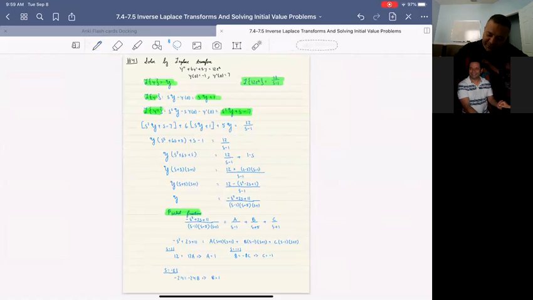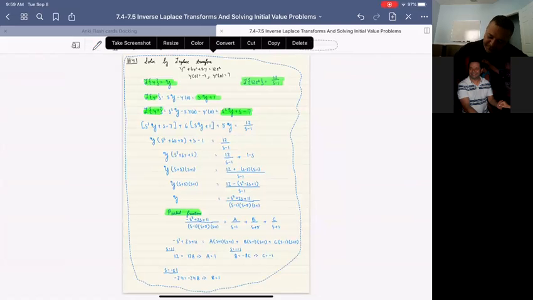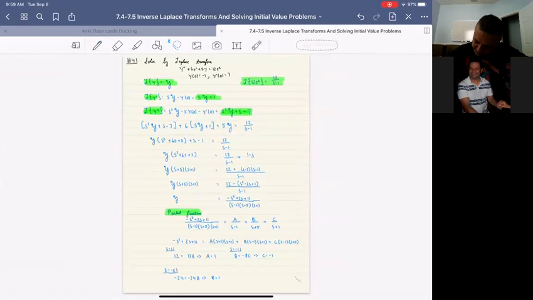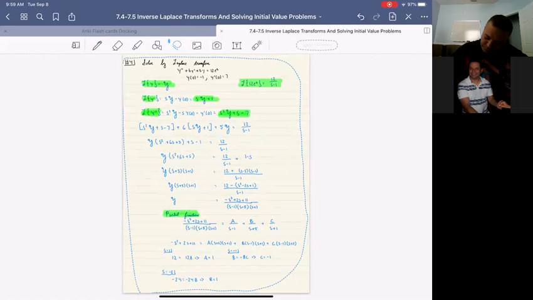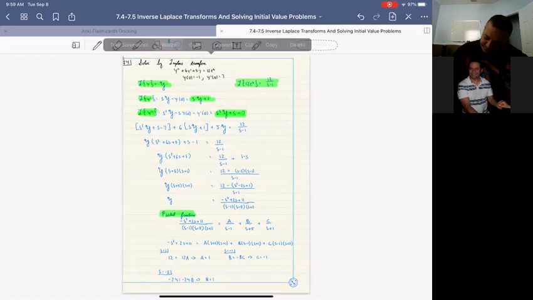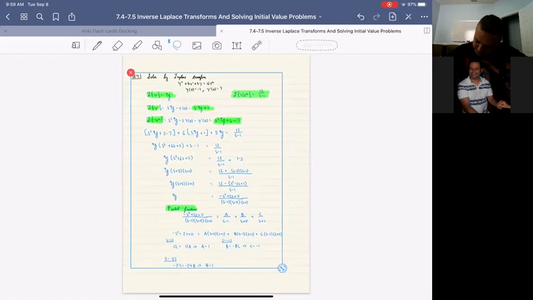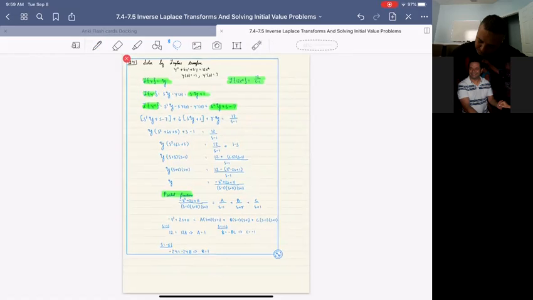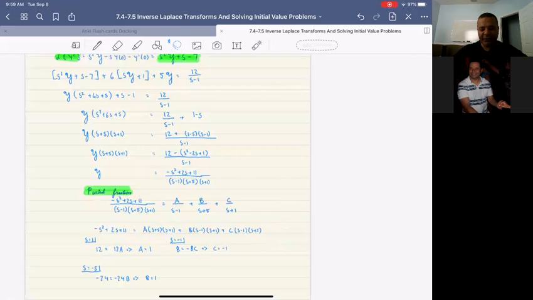Let me now make things a little smaller so we can fit this all on one nice page. Okay, that ought to fit.